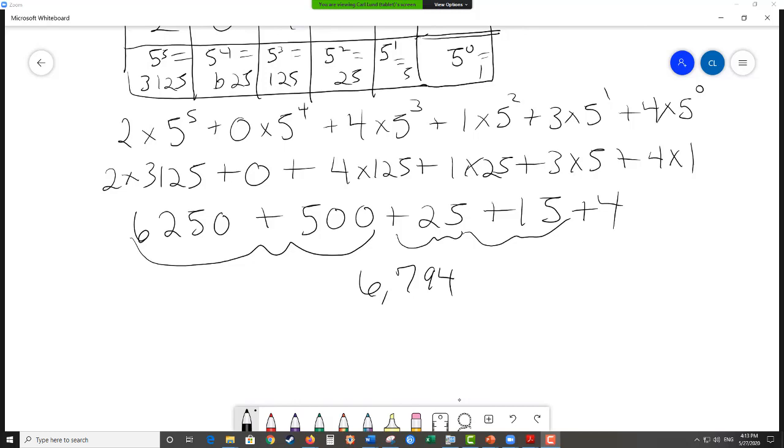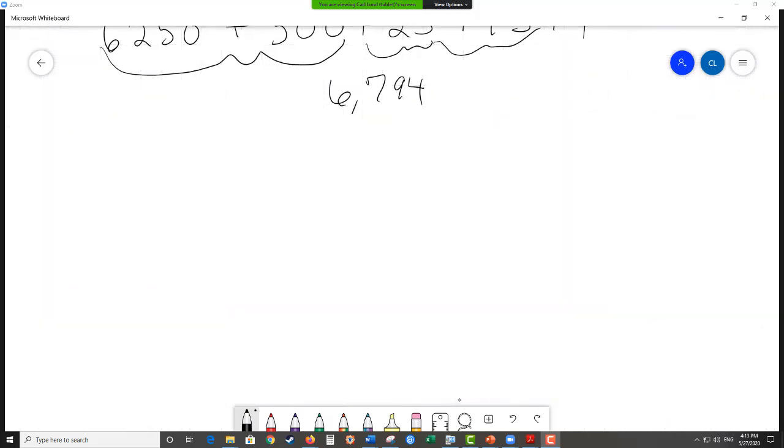Let's do one more with base 5. We'll make it a little bit shorter. Let's do 4444 base 5. And again, I want some sort of chart or something just to help me keep track of things.